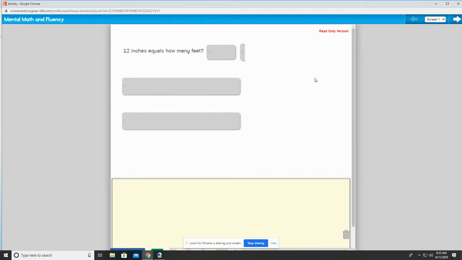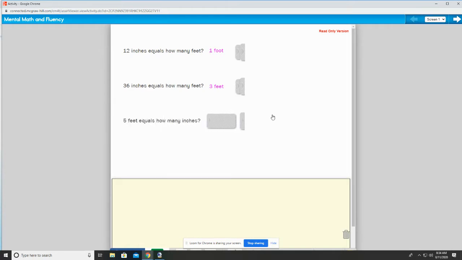Okay, so 12 inches equals how many feet? So think of a ruler. 12 inches equals how many feet? Should be super simple. 1 foot. So use that to help you. If 12 inches equals 1 foot, how many feet is 36 inches? All right, if I do 36 divided by 12, my answer is 3. So 36 inches is 3 feet.